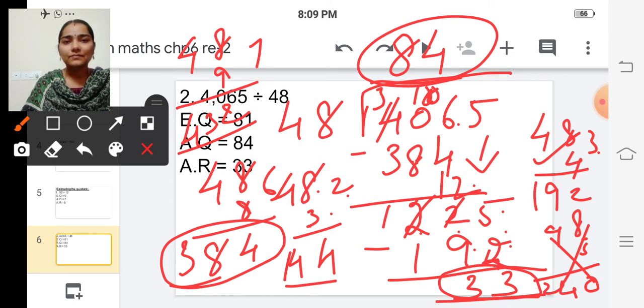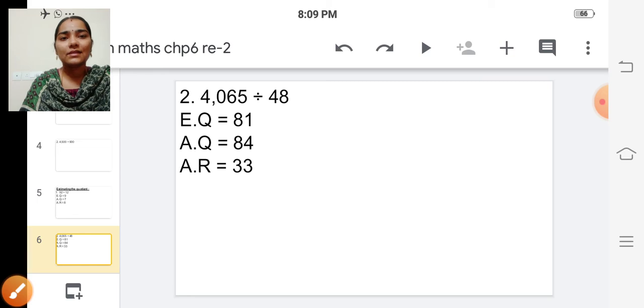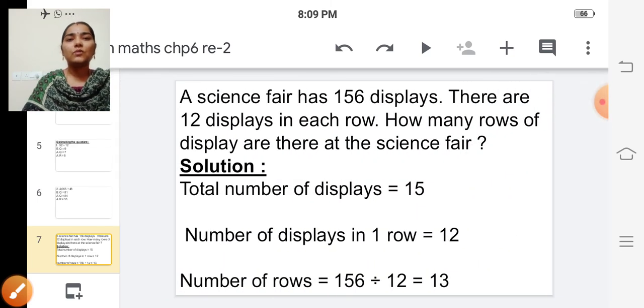Okay children, have you all understood? Yes. So the next one is a word problem. A science fair has 156 displays. There are 12 displays in each row. How many rows of display are there at the science fair?